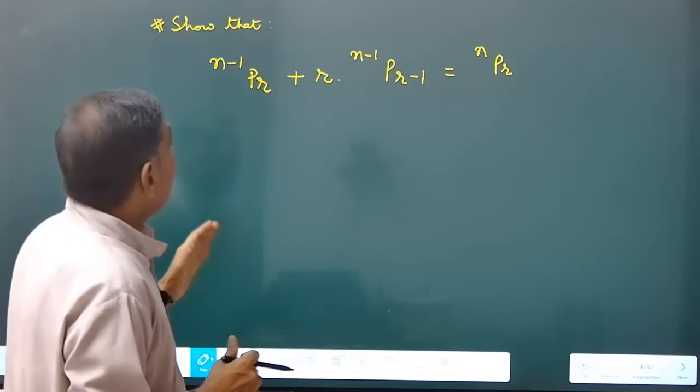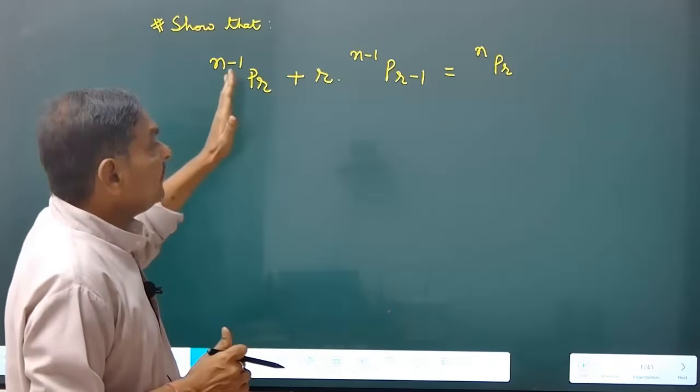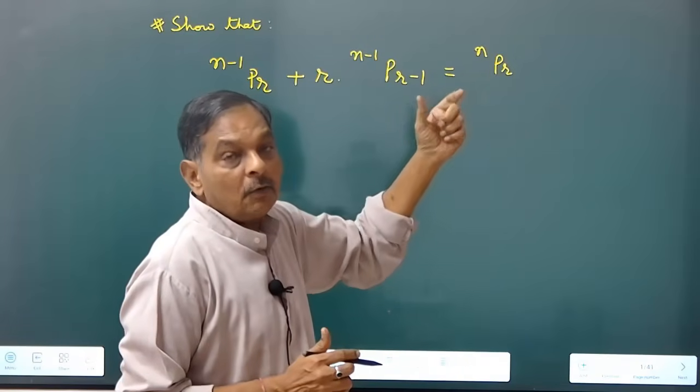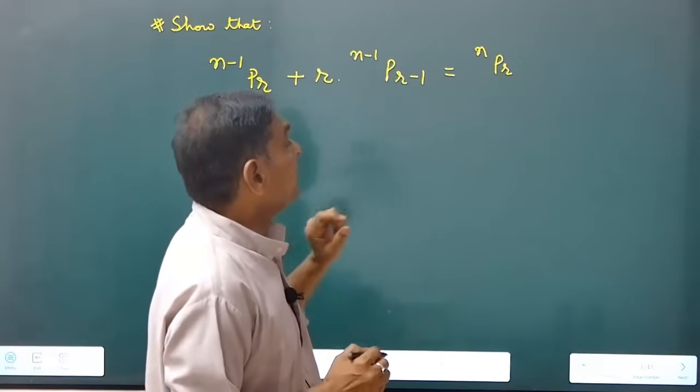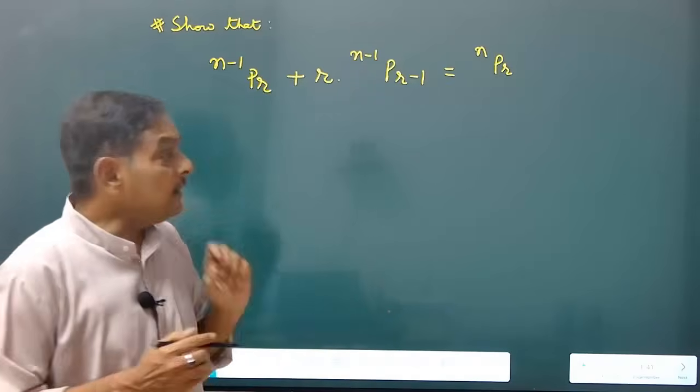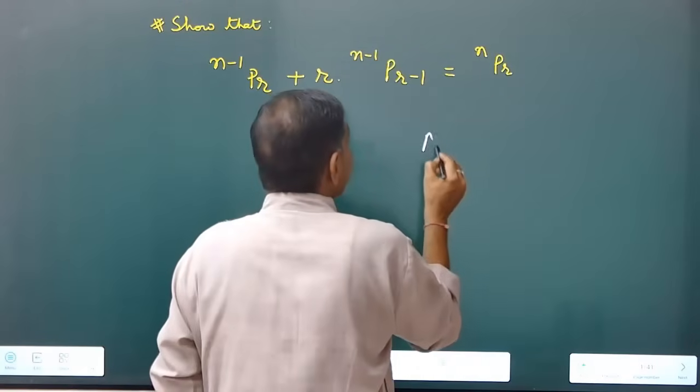In this video, we will be discussing a problem which is based on the formula of nPr in your Combinatorics chapter. You are aware that this new chapter is there in your Advanced Mathematics course.